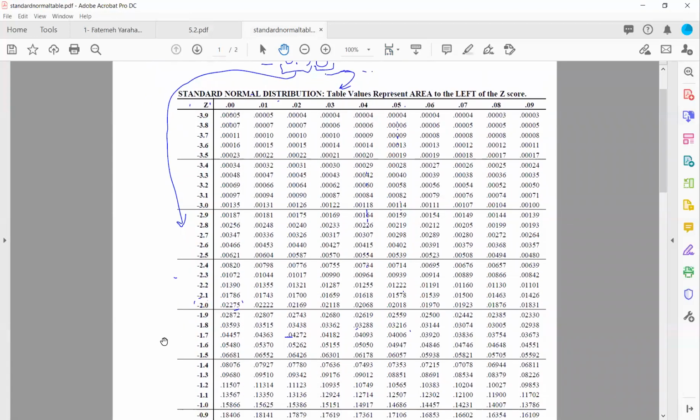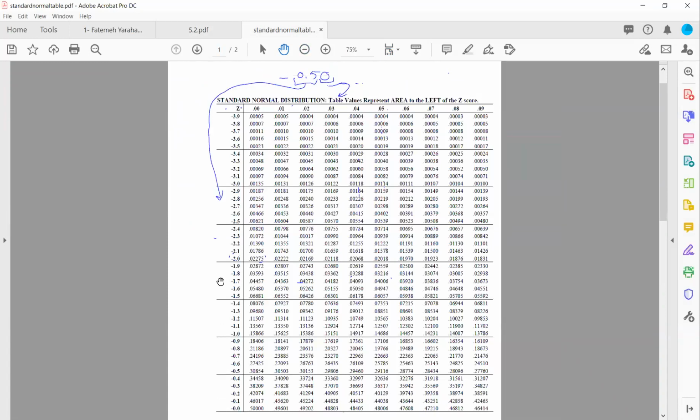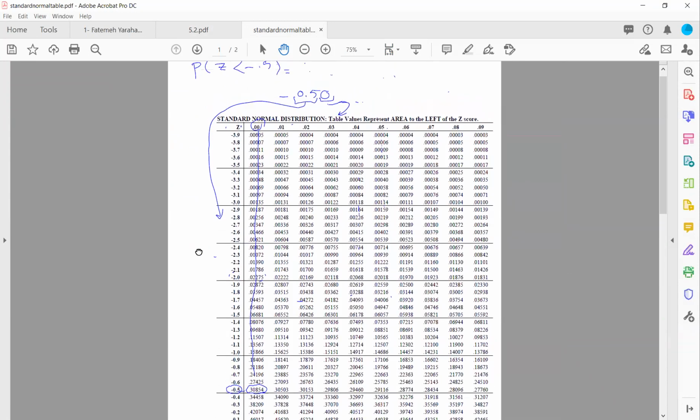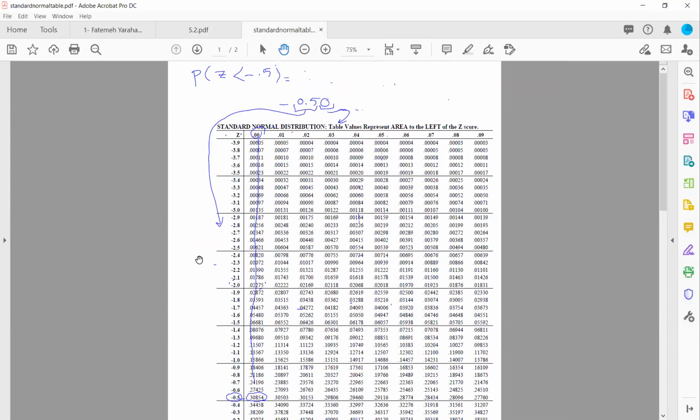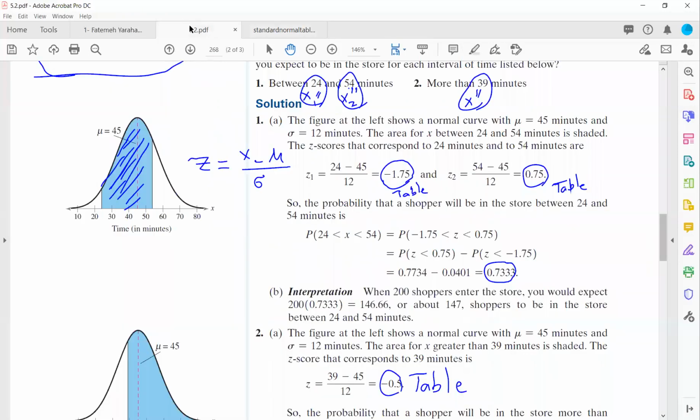0.05. You have to go further down. 0.05, which is here. And the last digit is 0. So the intersection between them is going to be this decimal number, 0.30854. That's the probability on the left-hand side of z.